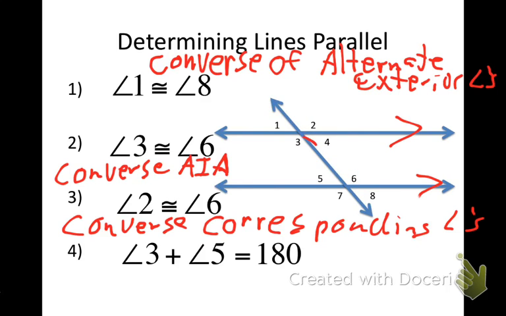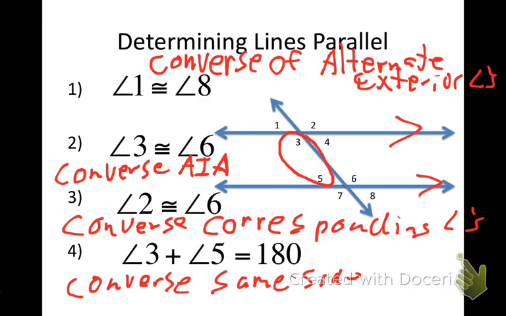And then angles 3 and 5. So angle 3 plus angle 5 equals 180. So if those are supplementary, that means my two lines are parallel based on what postulate? Now do you have it? Now it's the converse of the same side. Converse, same side. Nice job.